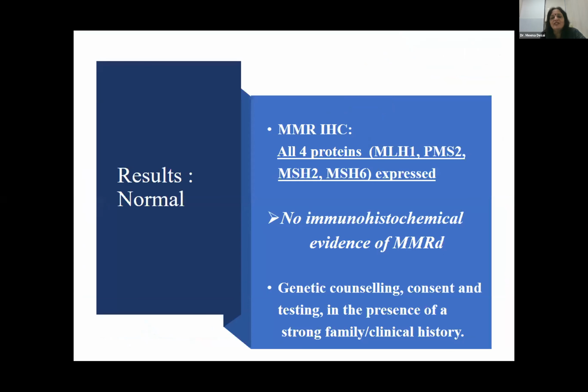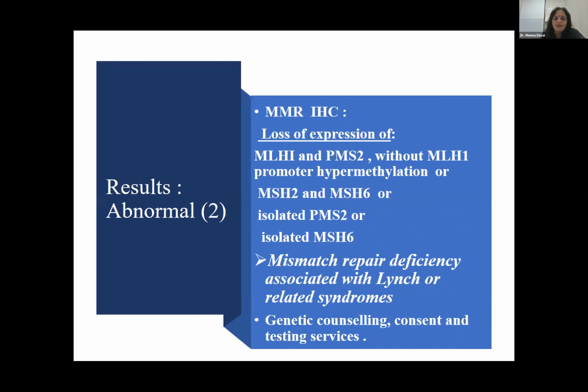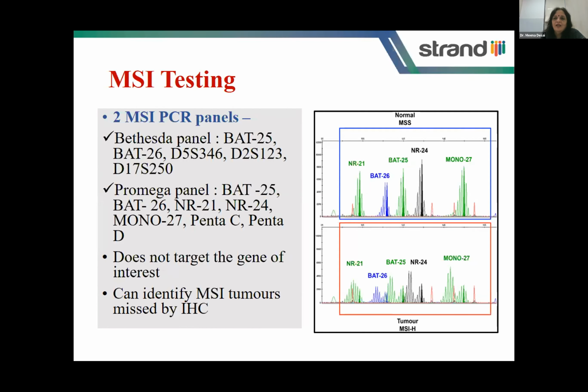When all 4 proteins are expressed, there is no immunohistochemical evidence of MMRD, but this patient who has a strong family history still needs genetic counseling, consent and testing. Similarly, if there is a loss of MLH1 and PMS2, please do the promoter hypermethylation to bifurcate whether this is a Lynch or a sporadic one. Similarly, for all 4, when either of these are lost without hypermethylation, they all indicate a Lynch syndrome and deserve genetic counseling and testing.